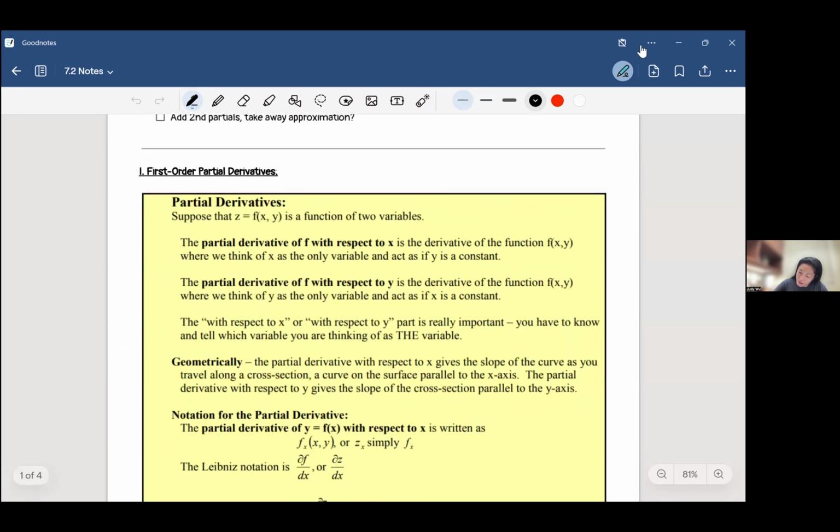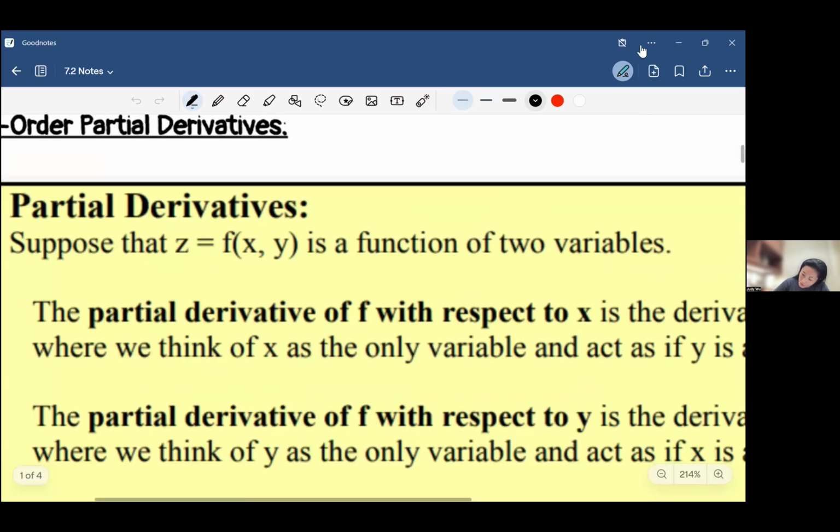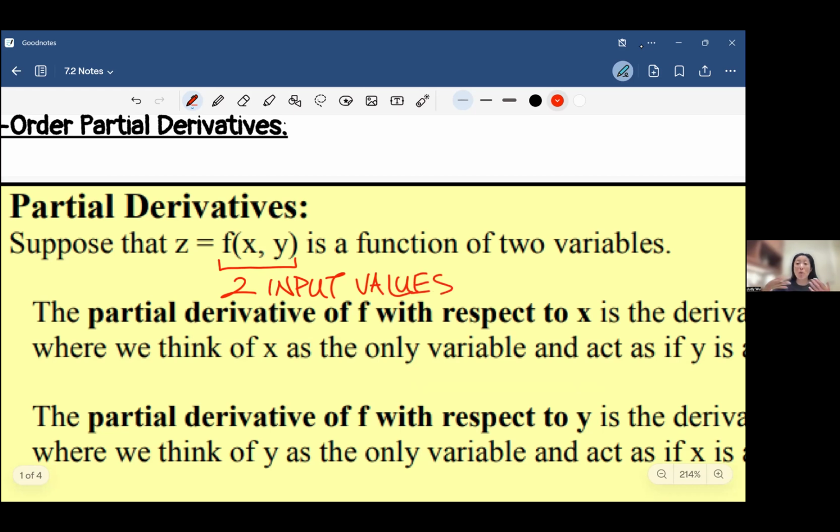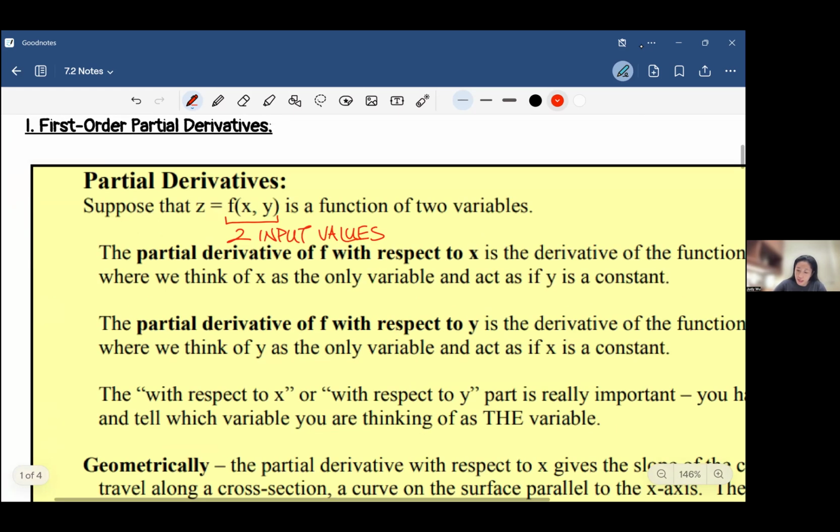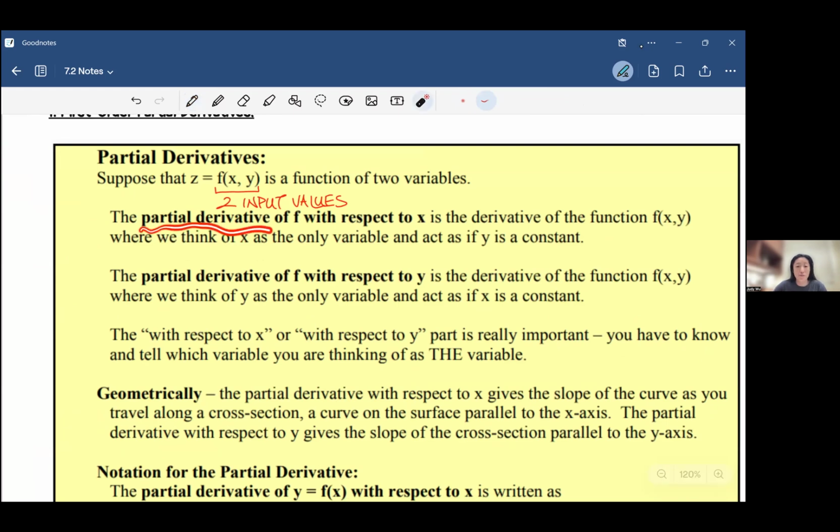A partial derivative is something we do when we have multivariable functions, okay? What I mean by that is over here, we've got z is f of x, y, so we have two different inputs. When we have more than one input value, we just call that a multivariable function. And the more variables there are, the more partial derivatives we can take. So when we take a partial derivative with respect to x, then we are treating y like a constant, okay?